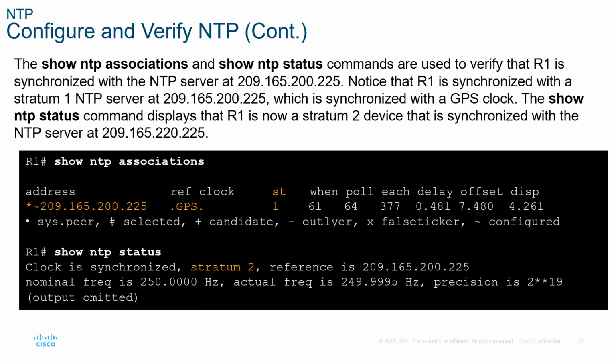We can also see things like the association by doing a show NTP association or show NTP status. Basically, these will let us look at the address, the reference clock, the polling, the offsets, and all of the major details. The show NTP statistics will show us the stratum number as well as the reference and the frequency that it is actually dealing with. The big part here is we're looking at the precision of our time.